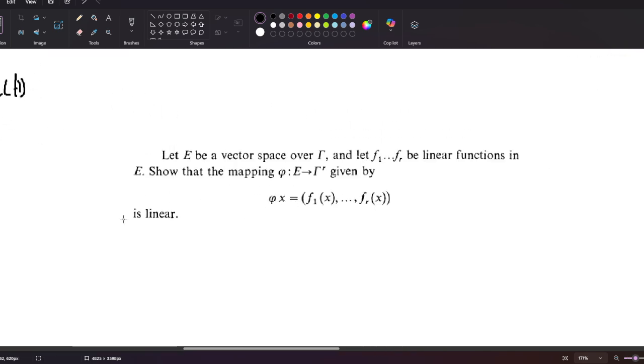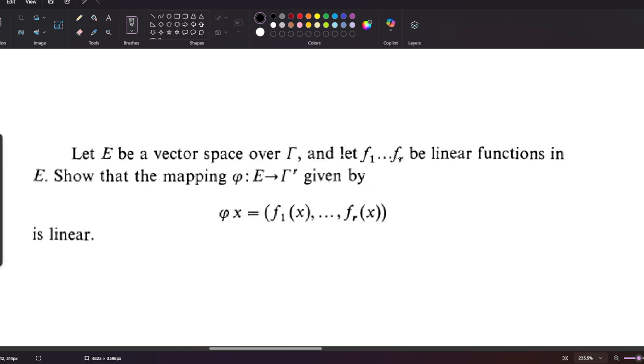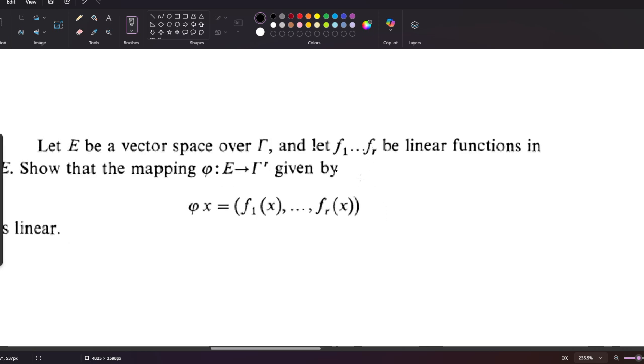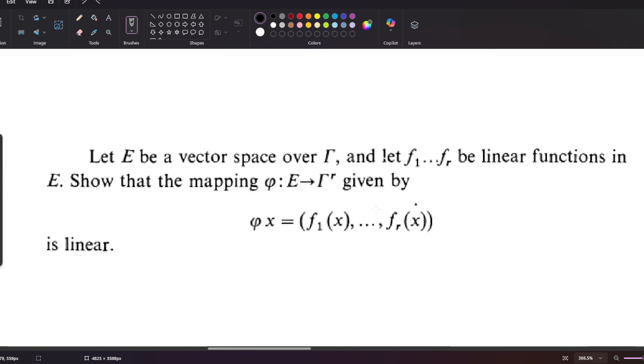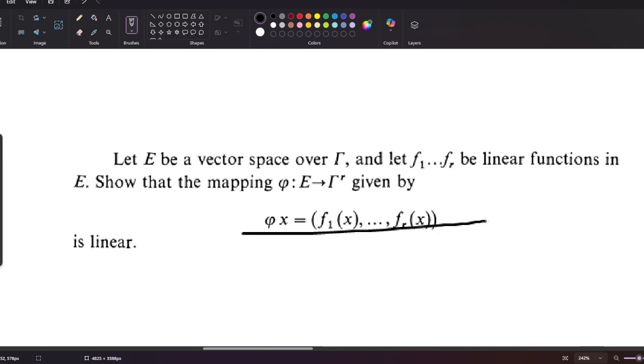We have a vector space E over gamma. We have a bunch of linear functions in E, and we have to show that the mapping phi from E to gamma^r, given by this, is going to be linear.